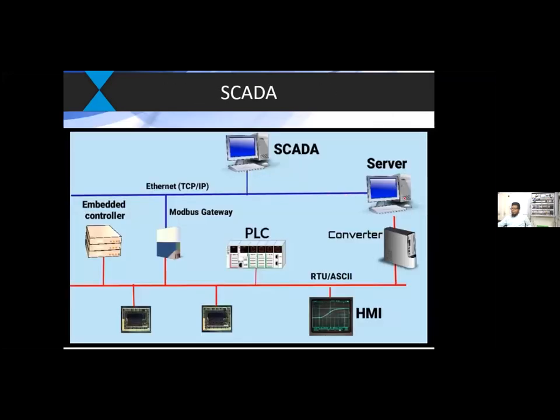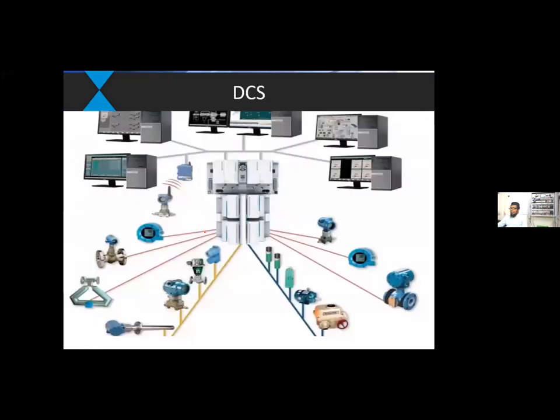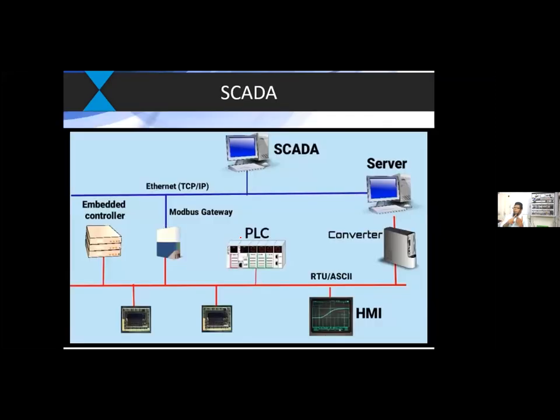Okay. So when there is a SCADA, what happens? Normally, in each and every unit, like one boiler unit, one turbine unit, one generation unit, there is a PLC, and all the PLCs are combined with software. The software name is SCADA.